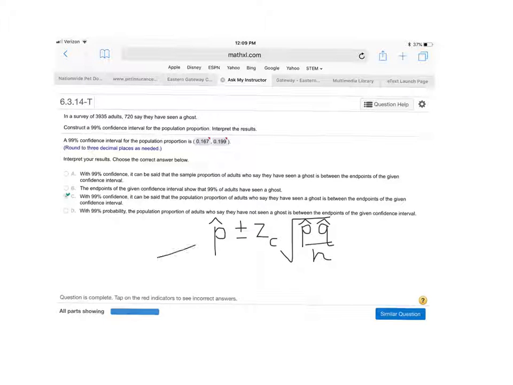And we remember that our p hat is determined by taking the number in our sample who said they have seen a ghost and dividing by the total number of people who were sampled. So in our sample, we had 720 people who said they had seen a ghost out of a total of 3,935 people. That is equivalent to a p hat of about 0.183. That makes our q hat 1 minus that, which would be 0.187.